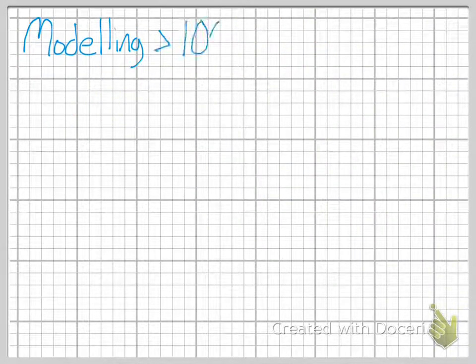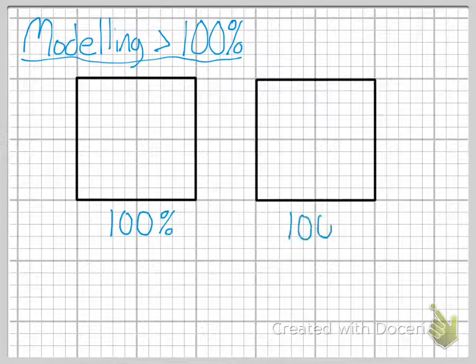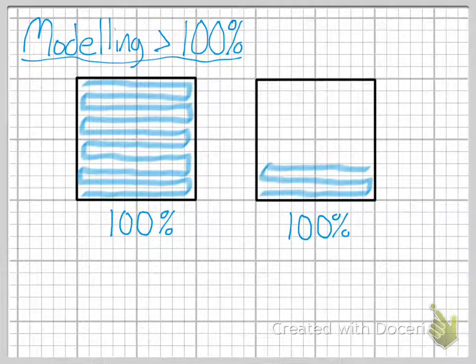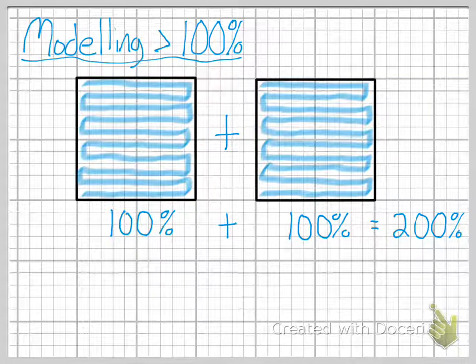Now we're going to look at the two models we need to know for grade 8. So we're modeling greater than 100%. Each one of these individually, all filled out, would be 100%. If I add both of these together, I'm going to end up with 200%. So both 100% models together will give me 200%.